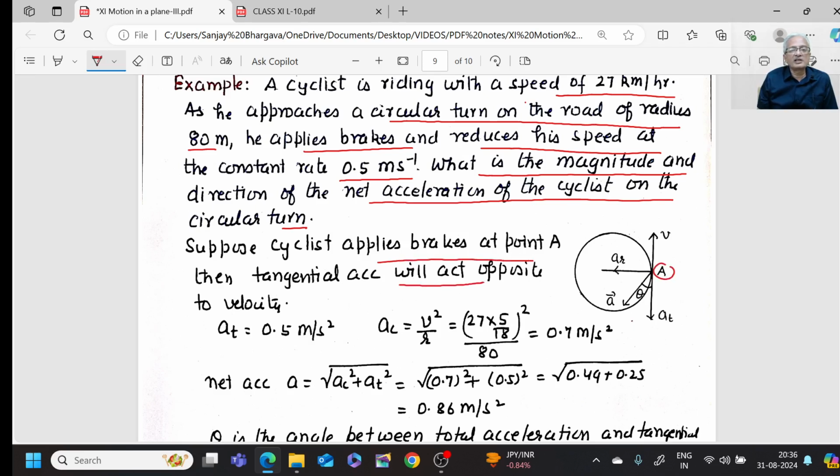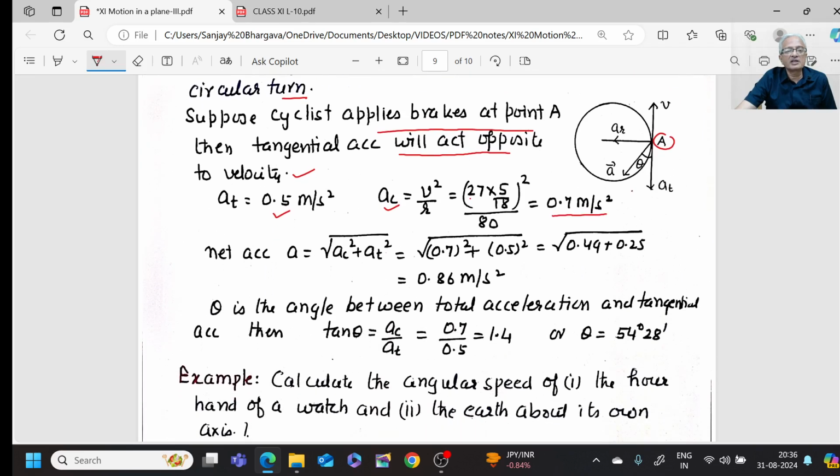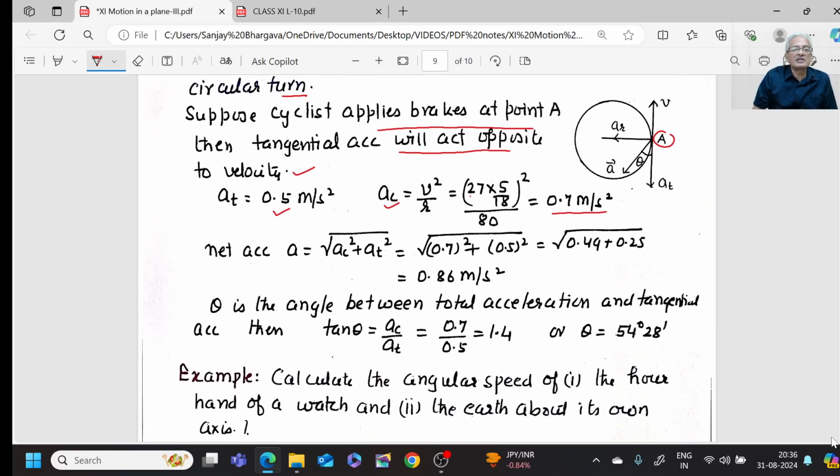Then tangential acceleration will act opposite to the direction of velocity. So tangential acceleration is given as 0.5 meter per second square and the centripetal acceleration is v square by r. So (27 into 5 by 18) whole square upon 80 gives me 0.7 meter per second square. As we have just learned, the total acceleration must be equal to under root of a_c square plus a_t square. Centripetal acceleration 0.7 whole square plus tangential acceleration 0.5 whole square. That will give me 0.86 meter per second square. That is the total net acceleration.